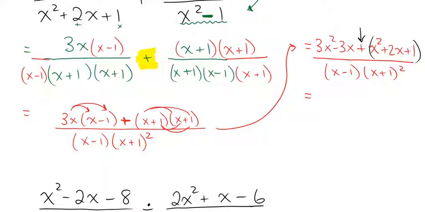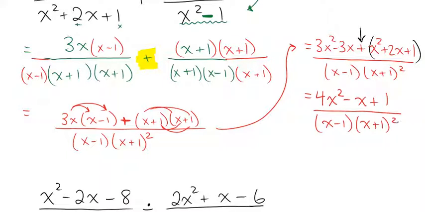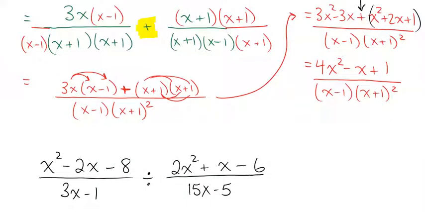Okay, so I'm going to collect my like terms. So 3x squared plus x squared would be 4x squared. Negative 3x plus 2x would be negative x. And I have a plus 1 over x minus 1, x plus 1 squared. You could always check if you can factor the top, but I think in this case we can't. Okay, so that's our final answer.